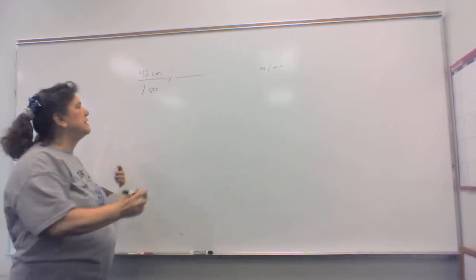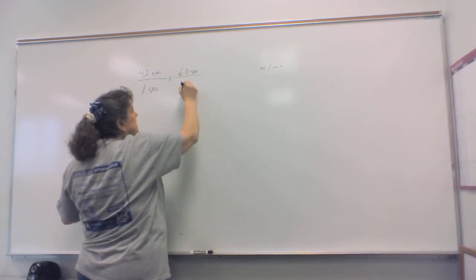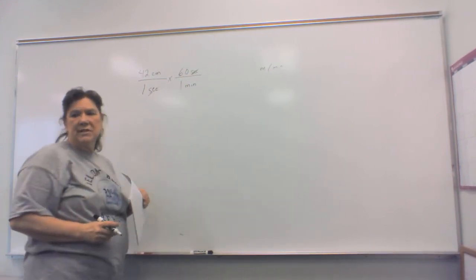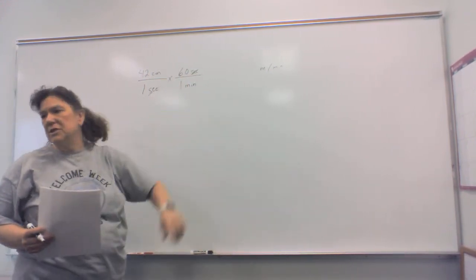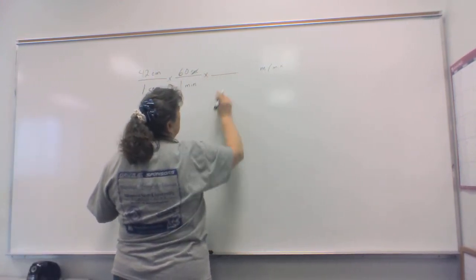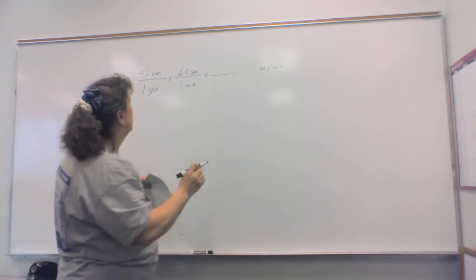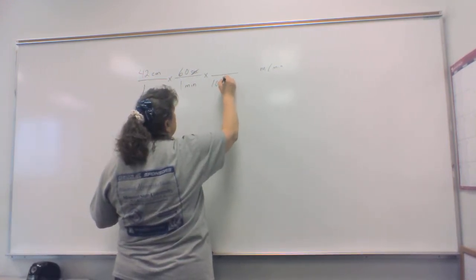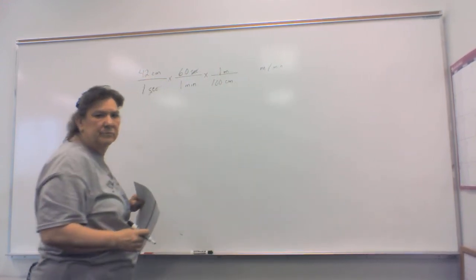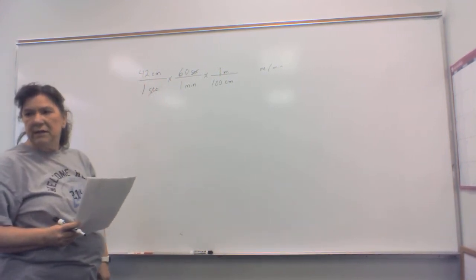So let's do seconds to minutes. There's 60 seconds in 1 minute. So that takes care of canceling your seconds and minutes in the denominator, which it needs to be. And now we're going to change our centimeters to meters. There's 100 centimeters in 1 meter. So we're going to have 100 centimeters on the bottom to 1 meter on the top. So we've got both of them to where they need to be.